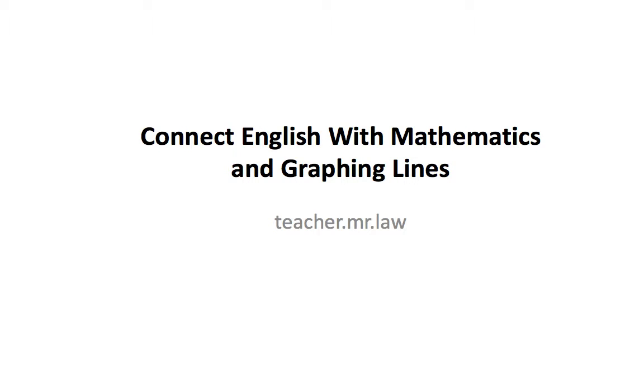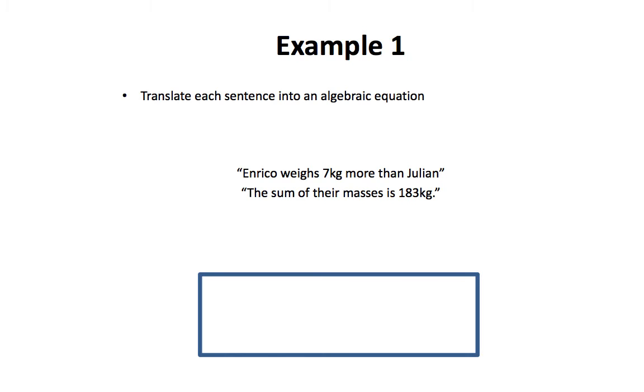In today's lesson, we'll be learning how to connect English with mathematics and graphing lines. In our first example, we want to translate each sentence into an algebraic equation. Enrico weighs 7 kilograms more than Julian. The sum of their masses is 183 kilograms.